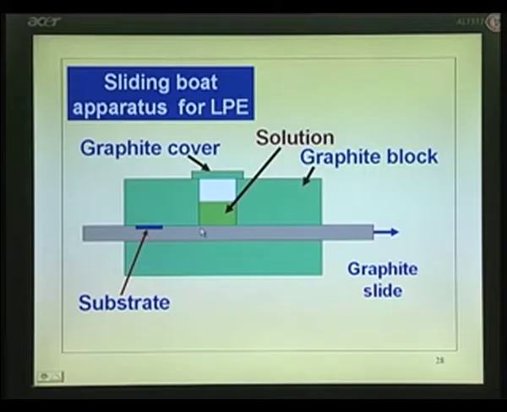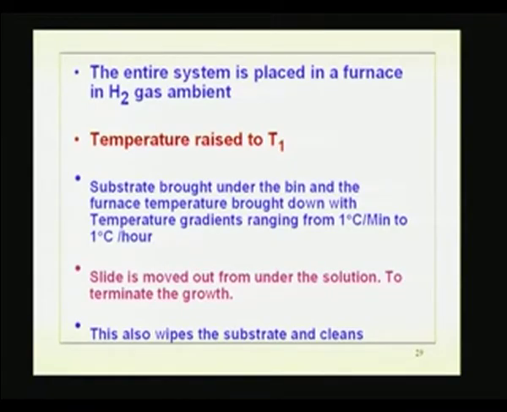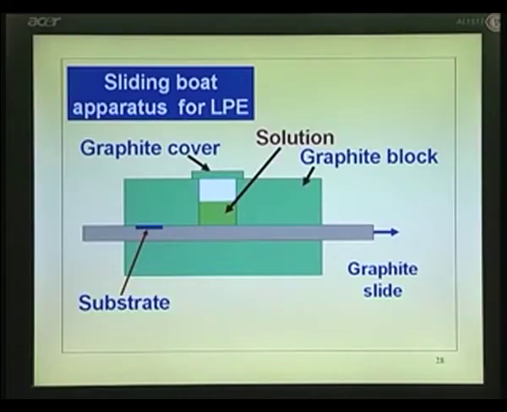The entire system is placed in hydrogen gas ambient, okay, and the temperature is raised to T1. How do you do that? This is the graphite block with the facility to push and pull the slide, and a facility to keep the wafer, and a facility to fill this bin with the liquid. Okay. Now, this whole thing you keep ready, put it in a furnace.